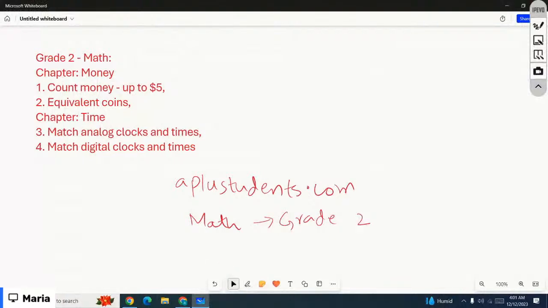There you can find a list of the chapters. We're going to start with the chapter money, and the lessons we're going to cover from the chapter are count money up to $5, then equivalent coins. Then we're going to start the chapter time, and the lessons we're going to cover from the chapter are match analog clocks and times and match digital clocks and times. So let's just start with the chapter money.